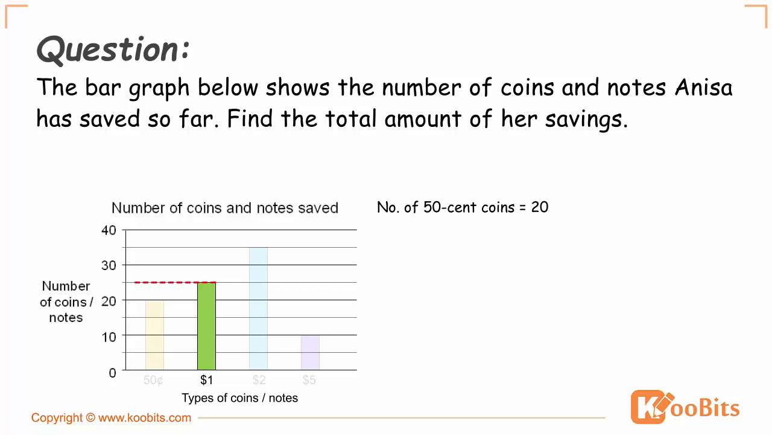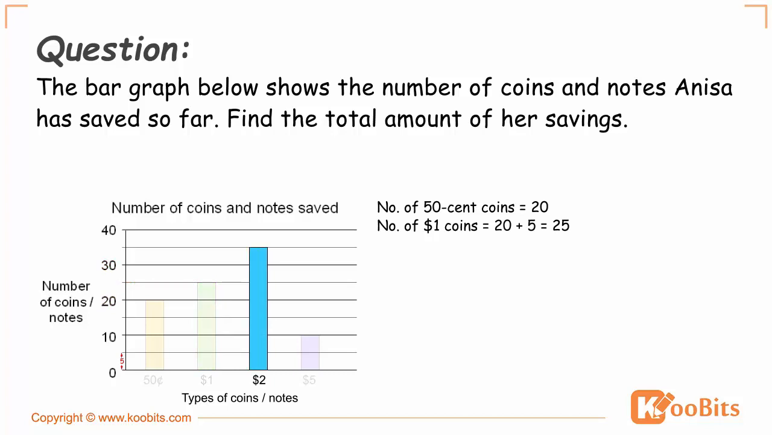Let's trace the fine line that the height of this bar falls on. Can you see that it lies between 20 and 30? How do we find the value of this line? Observe the interval that separates each line. They are all equal and have a value of 5. Since the interval between each fine line is 5, we know that the number of $1 coins is equal to 20 plus 5 equals 25.